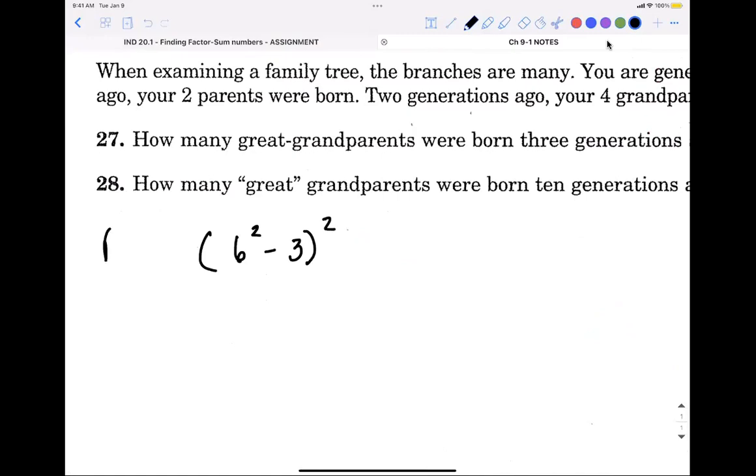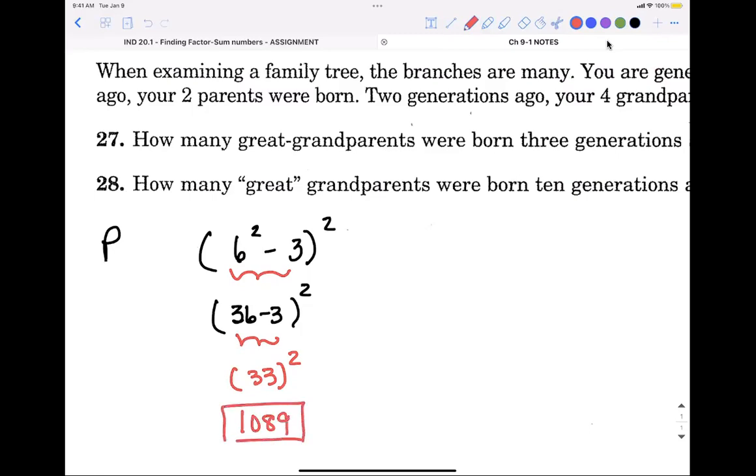All right, PEMDAS says parentheses first. That means I'm going to work just inside here first. So just inside my parentheses, what is 6 squared? 36 minus 3. I still have some work to do inside my parentheses. It's not a single number yet, so I'm going to stay working inside my parentheses. I'm not going to worry about that 2 out to the side. Just inside my parentheses, 36 minus 3 is 33. Now all I have left is that power. I'm going to go ahead and take 33 to the 2nd power. Anybody know what that is off the top of their head? I sure don't. It is 1,089.